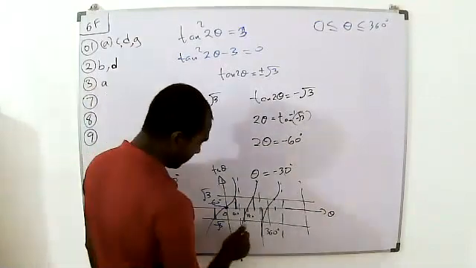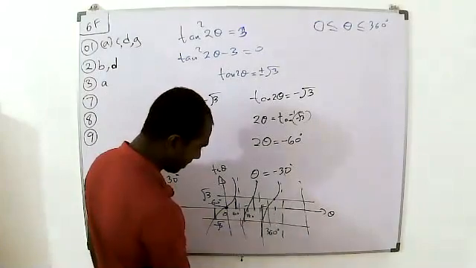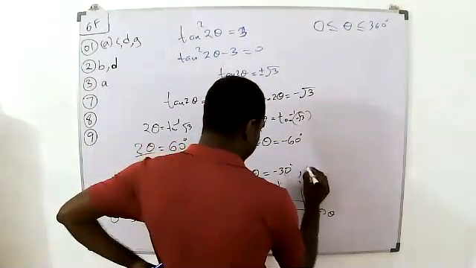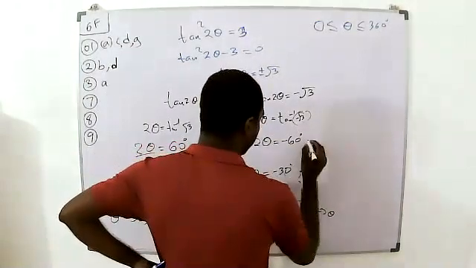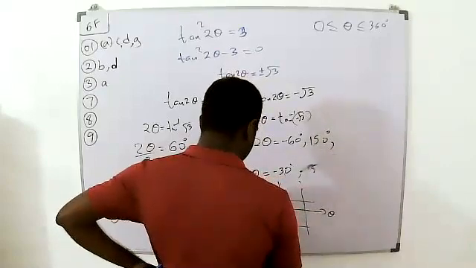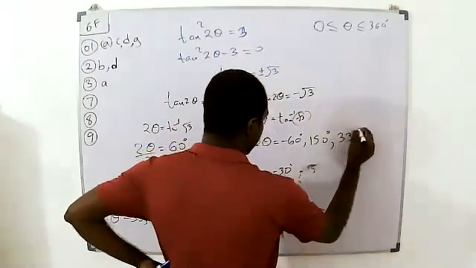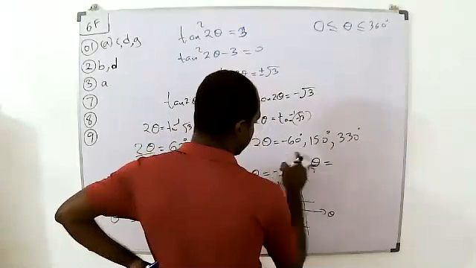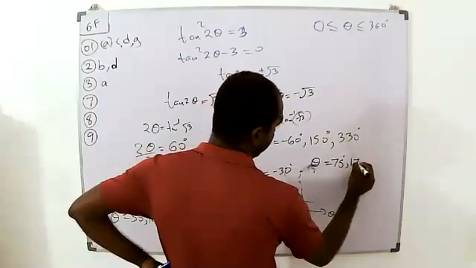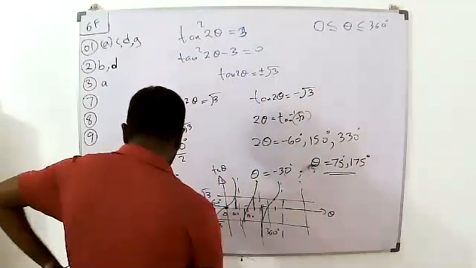And from this one, this is minus 30, this is going to be 150, and here 360 minus 30. So the other values for 2 theta are 150 degrees and 330 degrees. So theta will be equal to how much? Dividing by 2, 75 degrees and 165 degrees. We have 4 solutions, no?